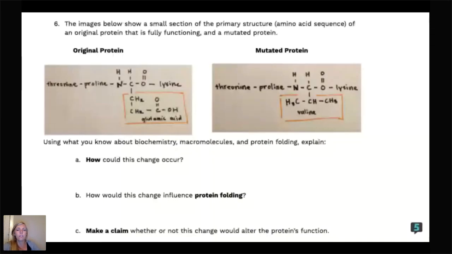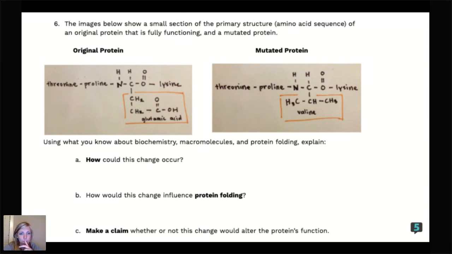So 6 says the images below show a small section of the primary structure of an original protein that is fully functioning and a mutated protein. So we have threonine, proline, and then that middle amino acid. It's actually showing you the chemical structure so you can see how the mutation could affect behavior. So we had one with glutamic acid and then lysine, okay? The mutated protein still has threonine, proline, and lysine, but this middle amino acid has been mutated to valine.